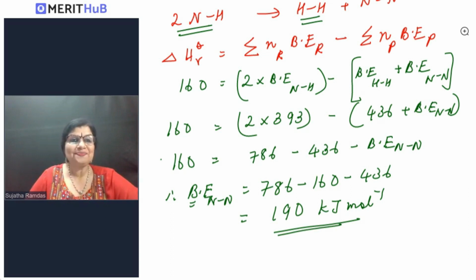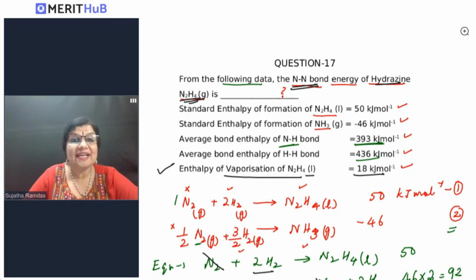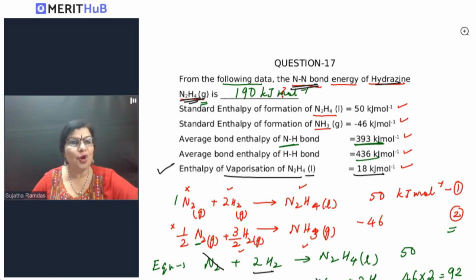All right. So now let's go back to the question. From the following data, the NN bond energy of hydrazine in the gaseous state is found to be 190 kilojoules per mole. Okay, this is how you solve question number 17.